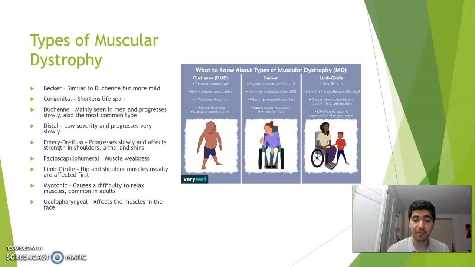So in this graphic, we can see that Duchenne is the most common type. It begins when you're very young. Then with Becker, it appears when you're young, but it can appear later in your teen years. It progresses slower than DMD, and then with variations like limb-girdle, we see that it can start in adulthood as well as childhood.